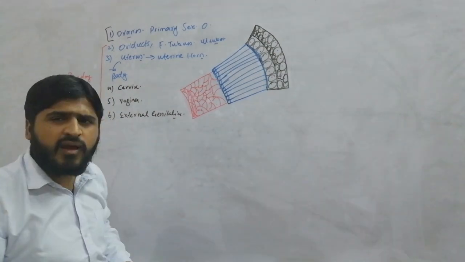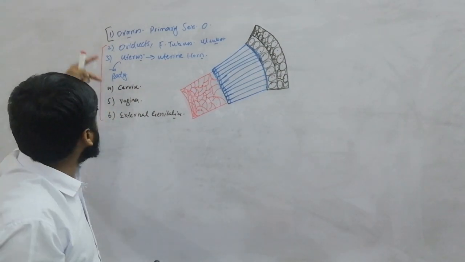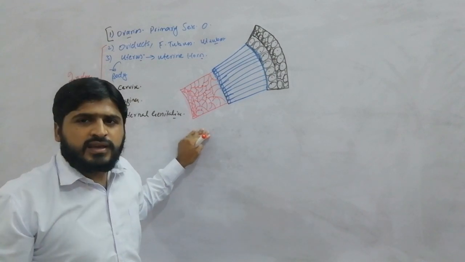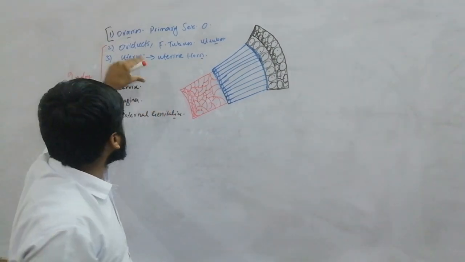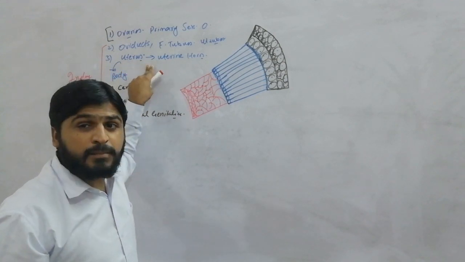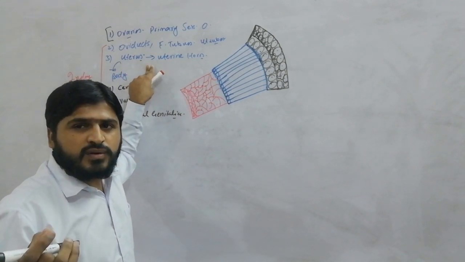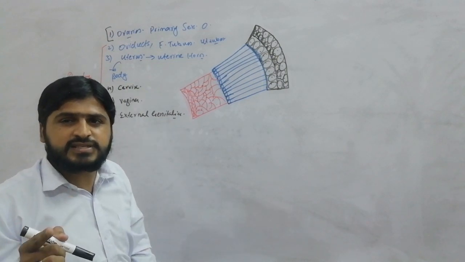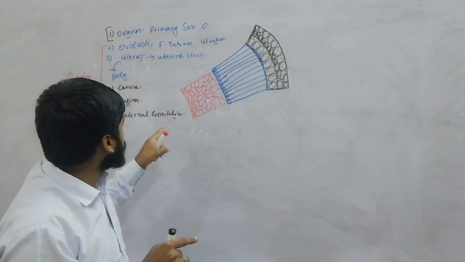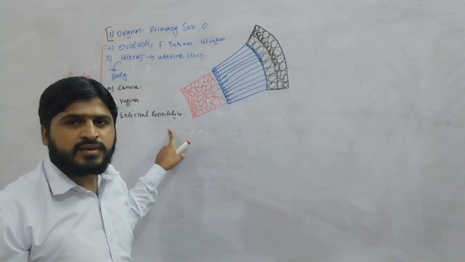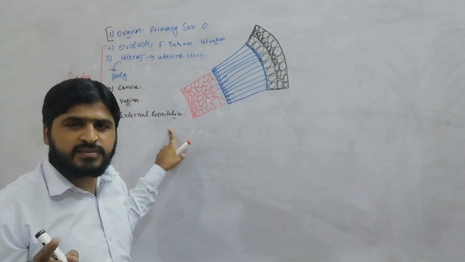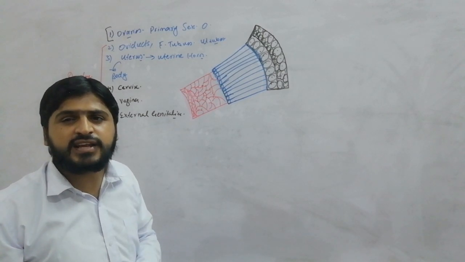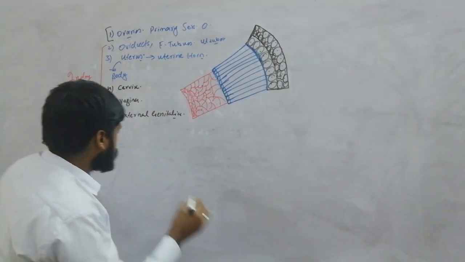Now we draw the diagram of the female reproductive system. Imagine that in the body, the reproductive system is present beneath the rectum, and the rectum is present above the female reproductive system. The female reproductive system and the rectum are separated by the rectogenital pouch.